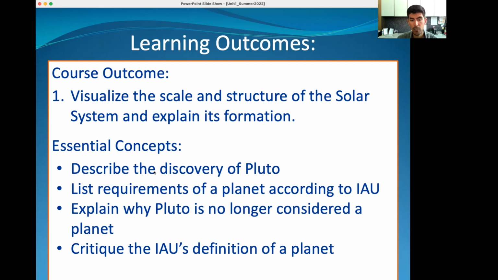This is going to involve you being able to describe the discovery of Pluto, as well as list the different requirements that have been instituted for a planet, and then explain why Pluto does not qualify as a planet under those requirements. And then finally, I'll invite you to critique the definition of a planet and see how it could be made more robust and better, and possibly include Pluto or possibly still leave Pluto out.